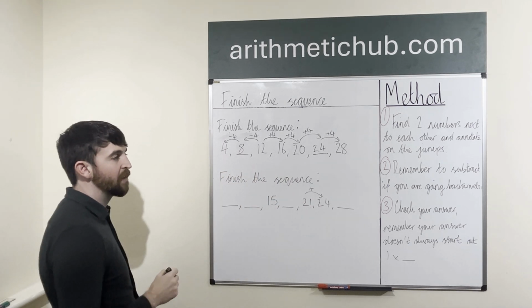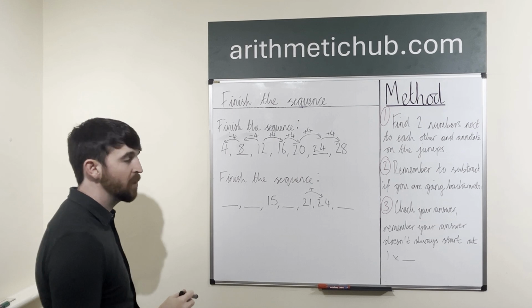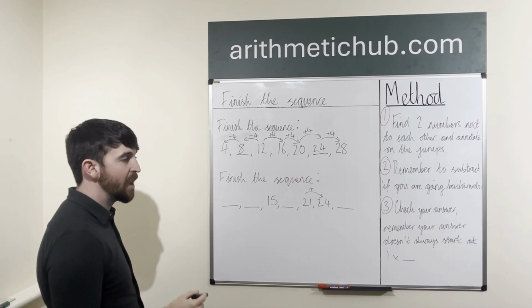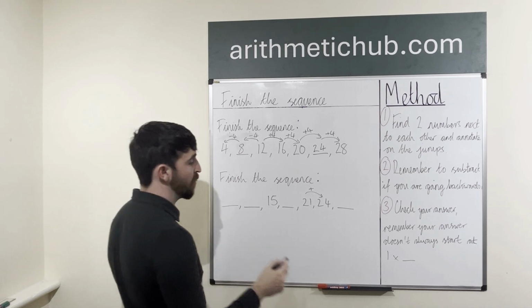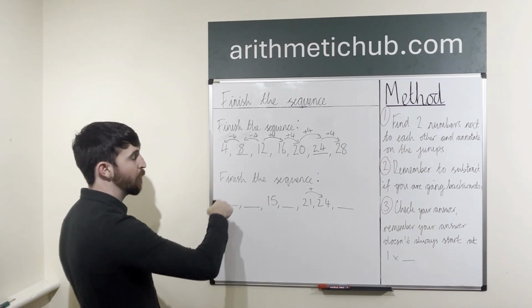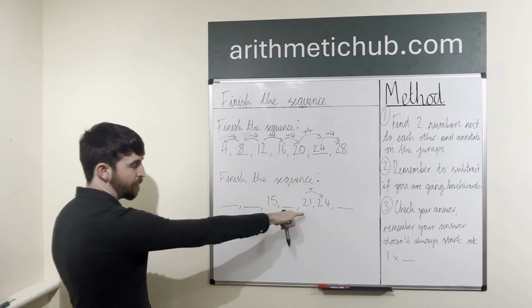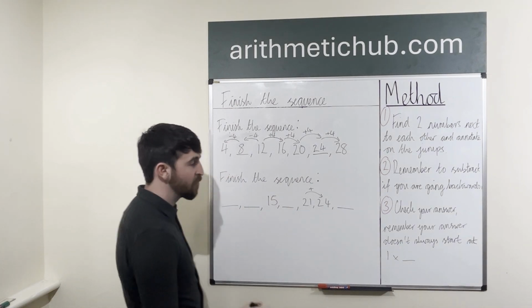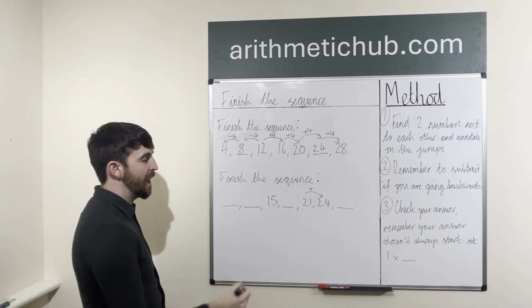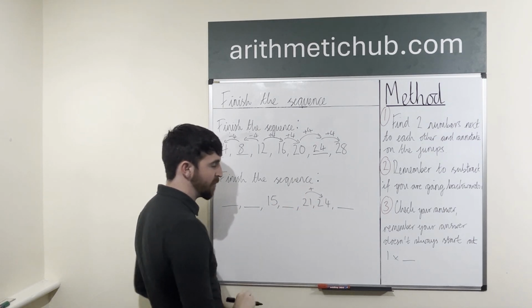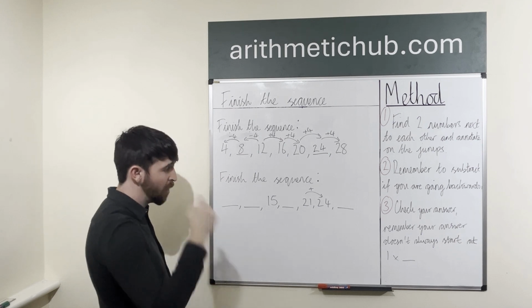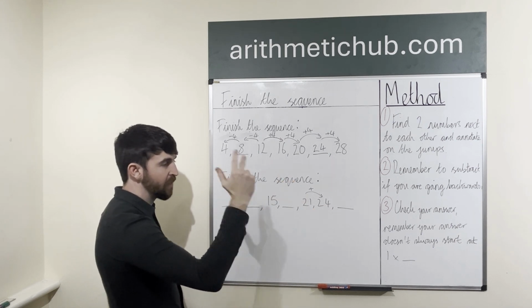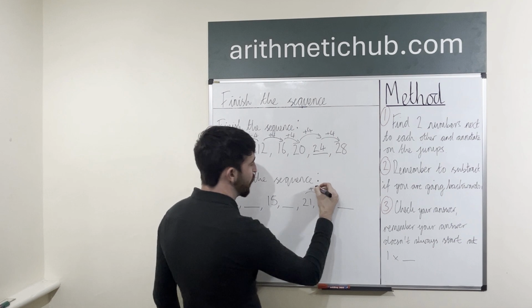Let me just check the rest of our method. Remember to subtract if I'm going backwards. I'm not doing that yet. Check your answer. Remember, your answer doesn't always start at one times. So we did that over here when we went forwards and backwards. Okay, so 21 to 24. Let's see what we've had to add. Well, to get from 21 to 24, 21 in my head, 22, 23, 24. I've added 3.